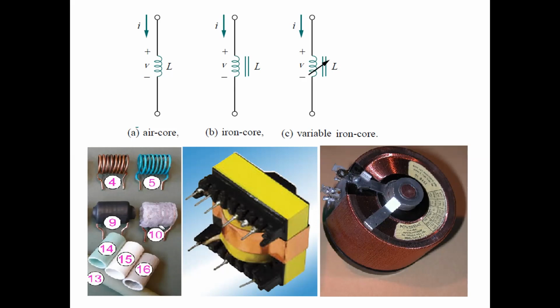And this picture corresponds to the air core inductor, this picture corresponds to the iron core inductor, as in the case of a transformer, and this is the picture for the variable iron core inductor.